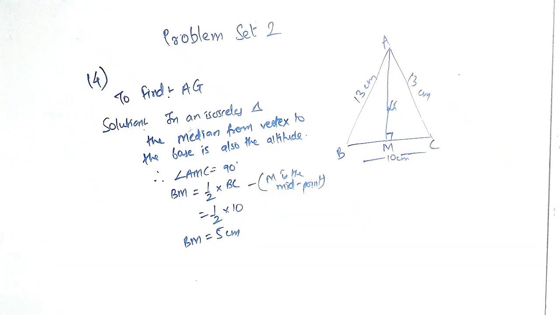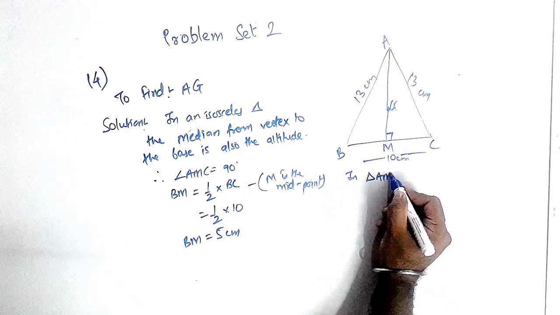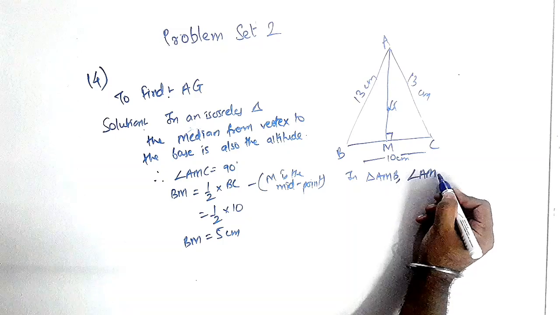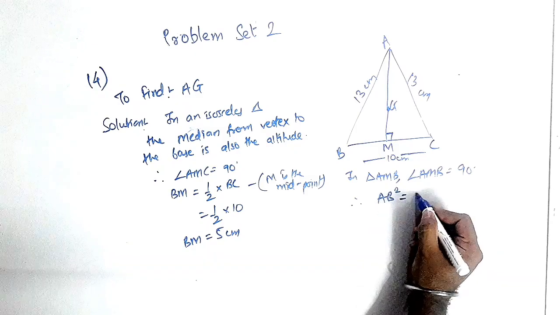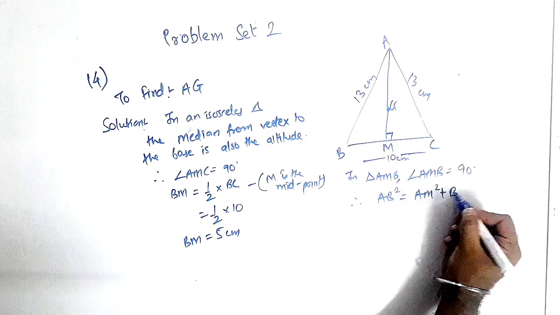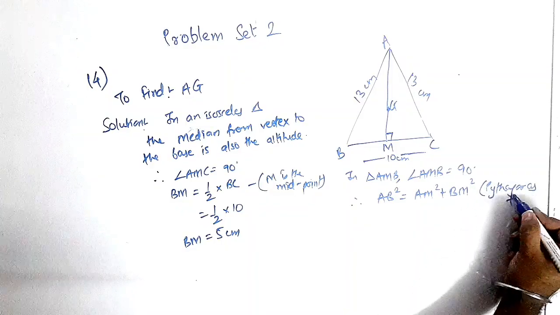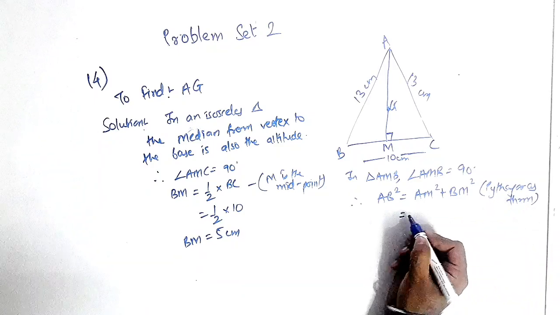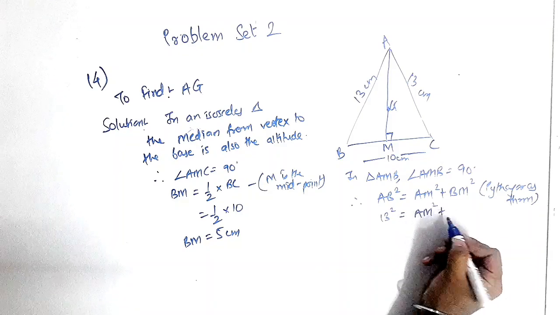Okay, now BM is equal to 5 centimeter. So I'll take in triangle AMB, angle AMB equals 90 degree. Therefore AB square is equal to AM square plus BM square. This is by Pythagoras theorem. Okay, so AB we know it is 13 square, AM we have to find, and BM we know it is 5 square.